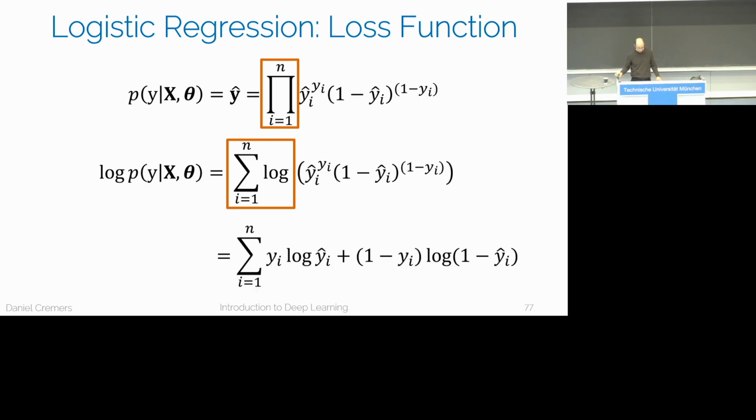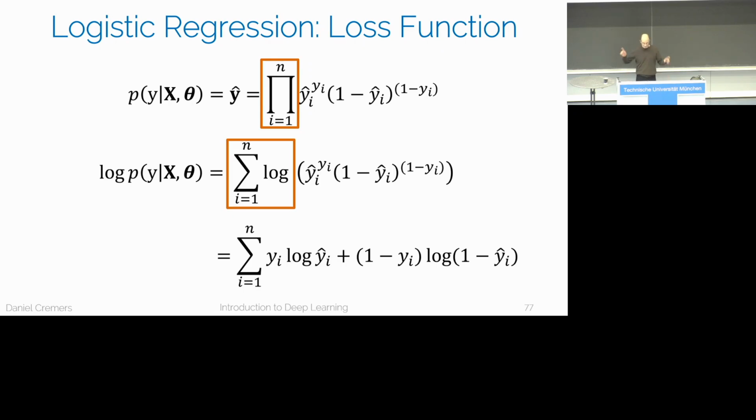And then once you do that, you can apply the log to this product, and we use again the same rule that log of AB is log of A plus log of B. And the exponents also come down. Log of A to the power of B is B times log A. And so these are the usual standard rules of calculation with logarithms. We apply them here, and you get yi times log yi hat plus 1 minus yi times log 1 minus yi hat.